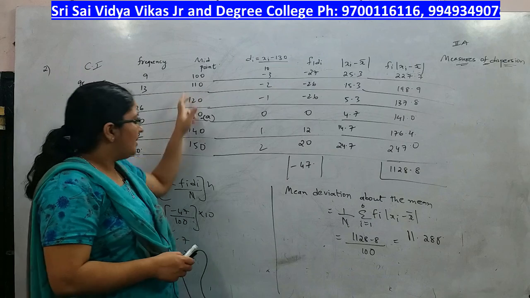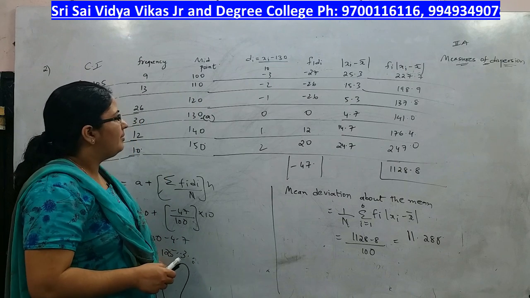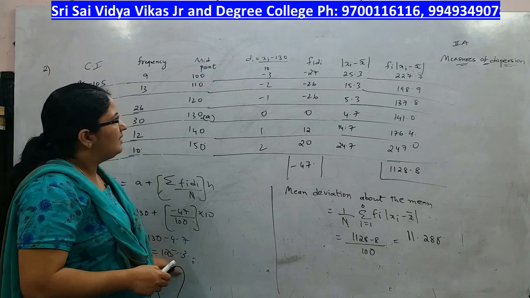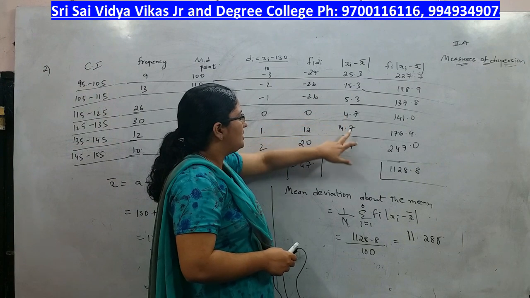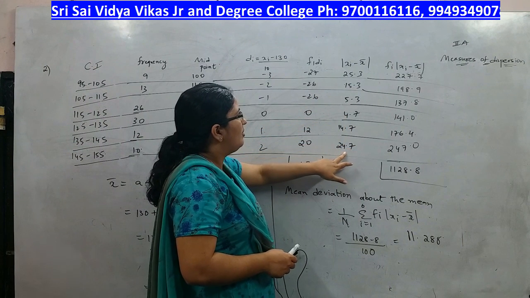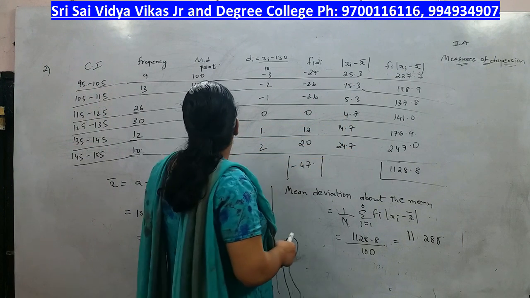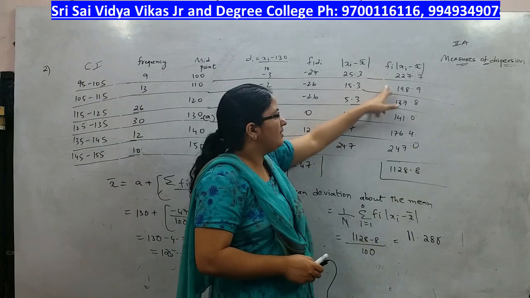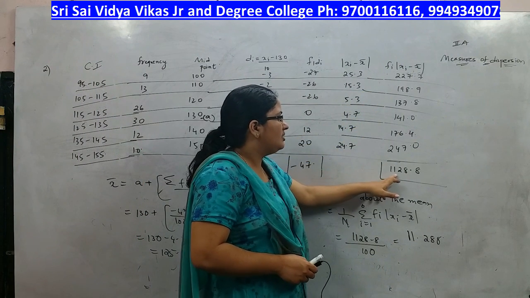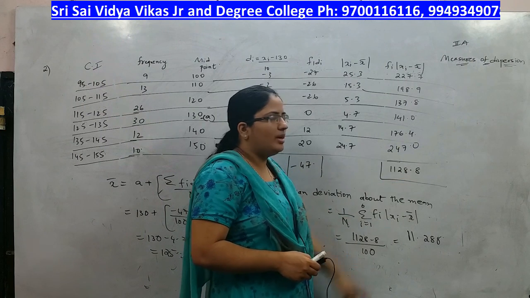Once you get this value, you have to do xi minus x bar, that is xi minus 125.3. That will give you these values: 25.3, 15.3, 5.3, 4.7, 14.7, 24.7. Next, you have to multiply these two columns. Fi into this column will give you these values. Add these values, it will come up to 1128.8.